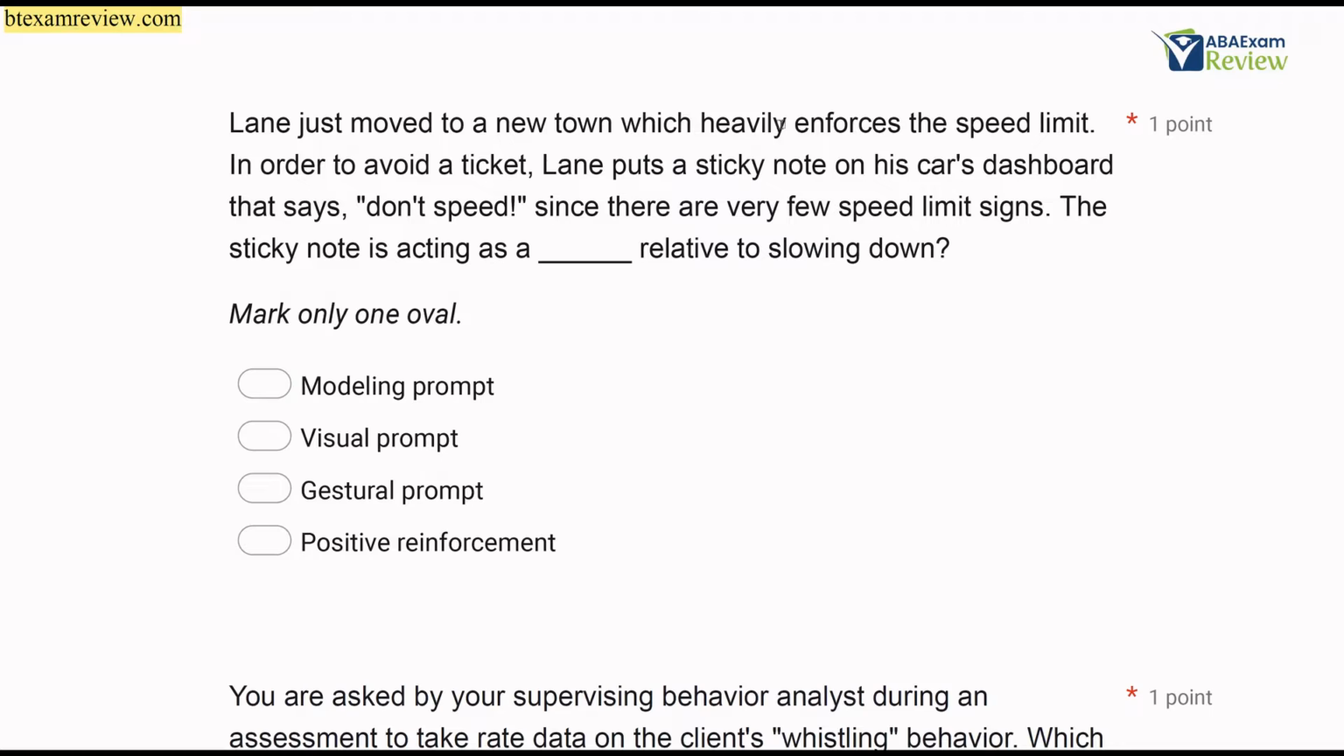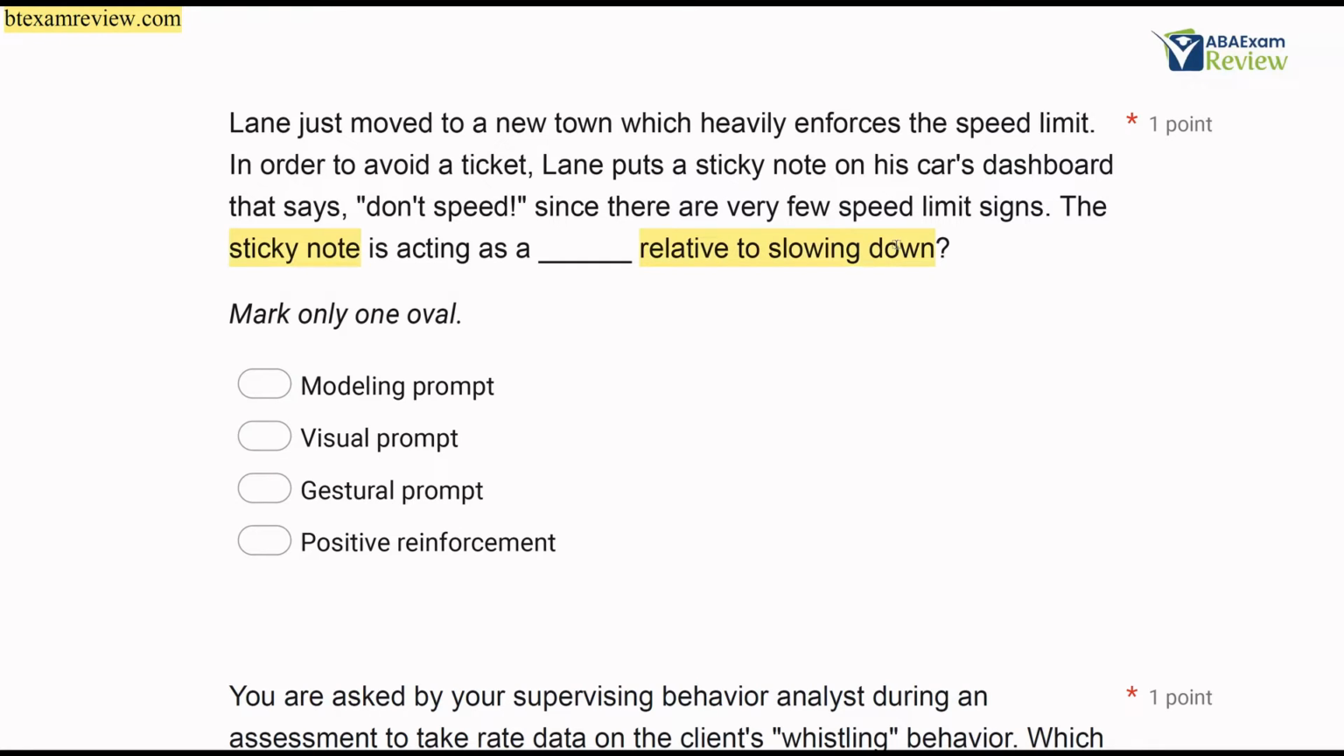Lane just moved to a new town, which heavily enforces the speed limit. In order to avoid a ticket, Lane puts a sticky note on his car's dashboard that says, "Don't speed," since there are very few speed limit signs. The sticky note is acting as a blank relative to slowing down. All right, so we are looking at the sticky note in the situation. And the sticky note is causing Lane to slow down. We know that because it's relative to slowing down. So if the response is slowing down, the sticky note is coming before. Therefore, it must be an antecedent.